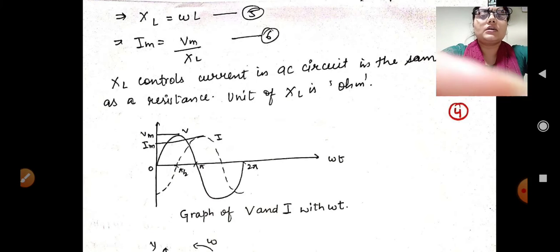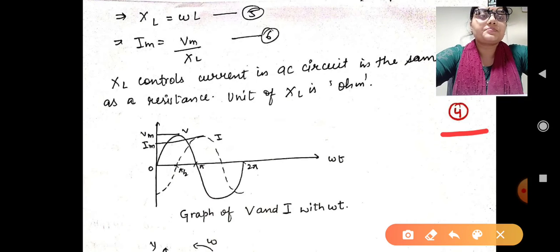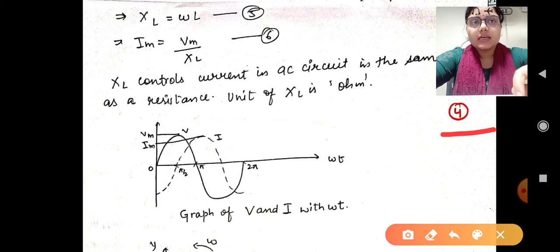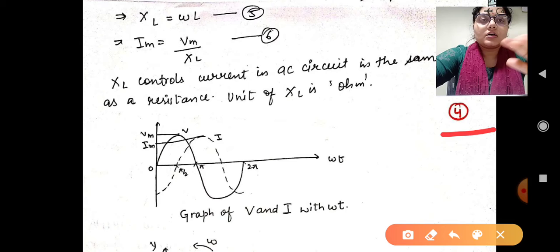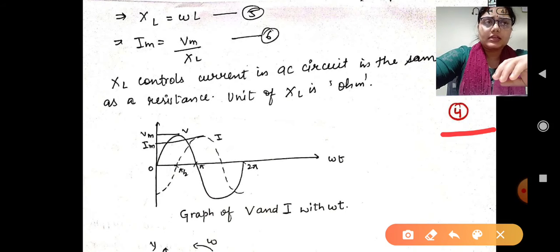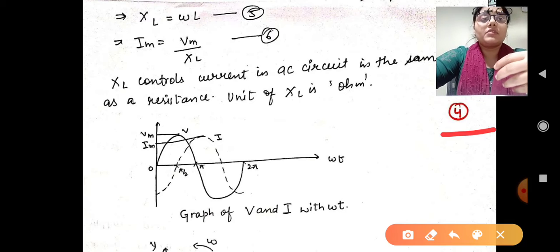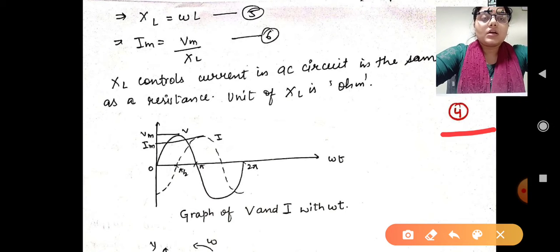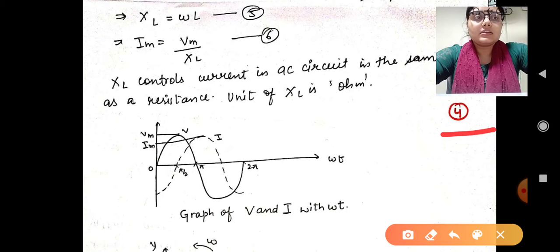Now we are starting our fourth lecture of the same chapter, alternating current. In this, what remains is that we have to plot a graph between V and I with omega t. Then we have to represent this with the phasor diagram. Along with the phasor diagram, we are also going to discuss the graph.